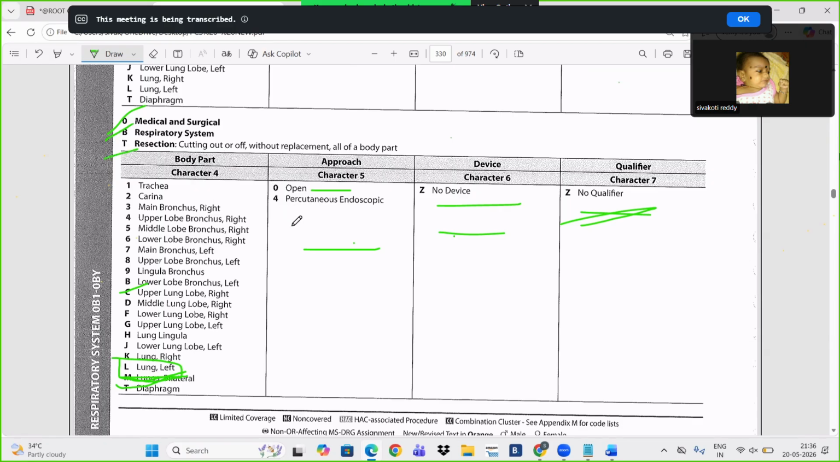Suppose they mentioned laparoscopic lobectomy or thoracoscopic lobectomy, then 4. Yes, sir. Now we are getting the idea.